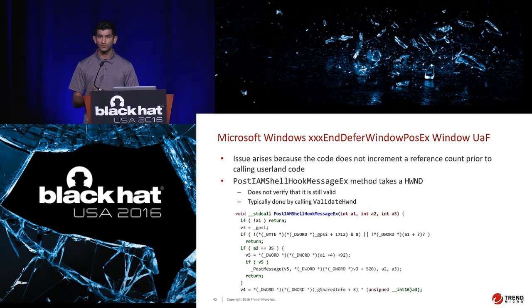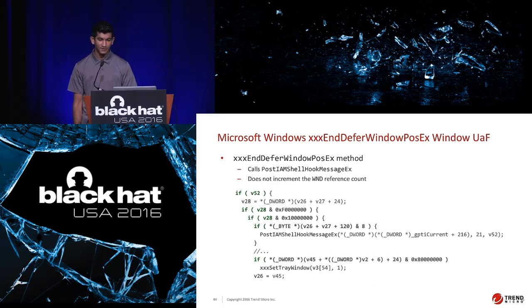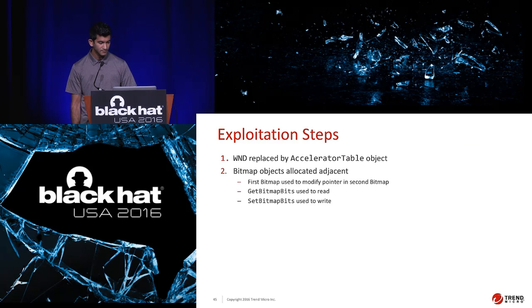Typically, you would make sure it's still valid by contacting the handle manager and or calling ValidateHwnd, but they were not doing that, and as a result, there was no incrementing of a reference count or any validation whatsoever. Here we can see a snippet from xxxEndDeferWindowPosEx, and there's no validation. In this case, it's a v52. They're just verifying that a window handle was actually passed, and outside of that, they call it directly with no maintenance of the reference count.